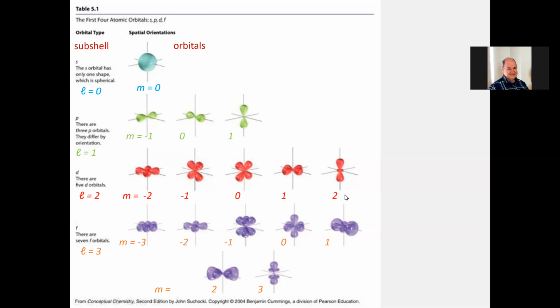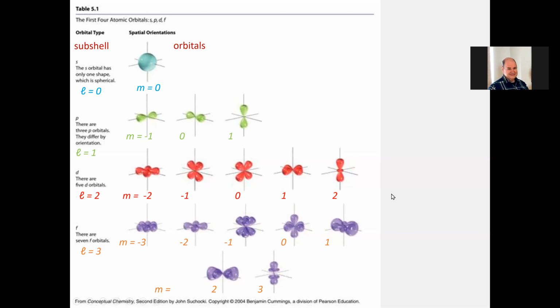Here are the 5 suborbitals in the D subshell. Notice they're oriented in different ways. Some even have different fundamental shapes. The first 4 are like clovers, and the last one has this weird kind of shape. The 7 suborbitals are even weirder.